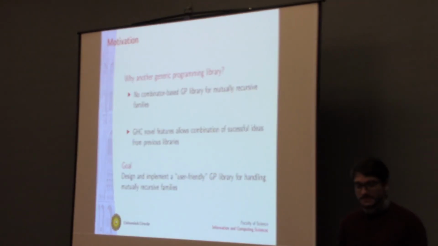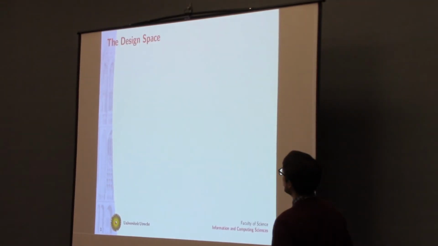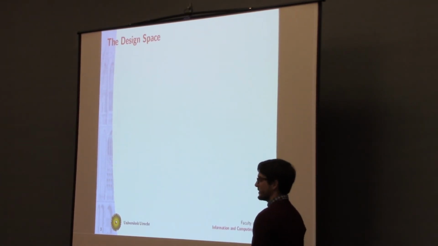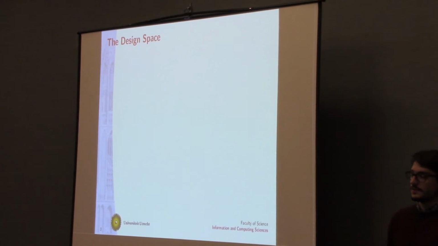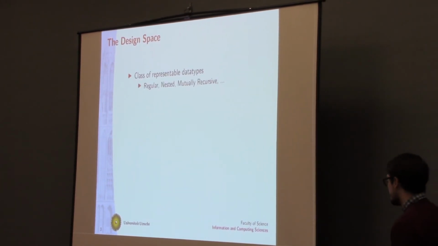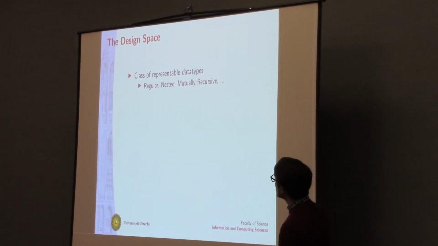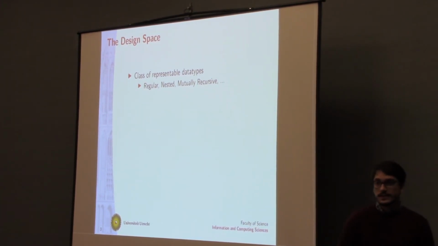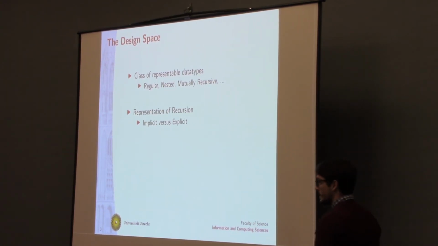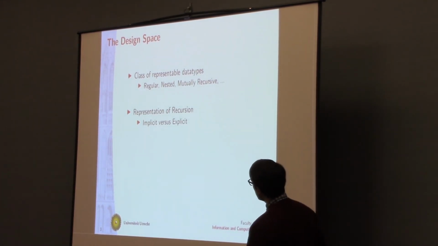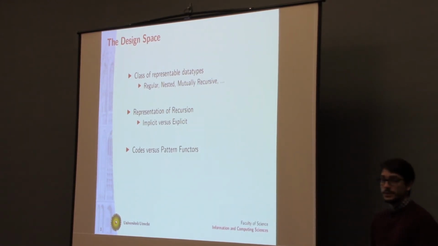Now, when you are actually writing these libraries, you do have to ask yourself a couple of questions and navigate the design space. I like to see the design space of generic programming as three independent directions. First, you have to decide which class of data types you're going to be representing. Second, you have to decide how you're going to handle recursion: are you going to represent recursion explicitly or implicitly? And third, you need to decide whether you're going to be using codes or pattern functors, the distinction of which will be cleared up soon.